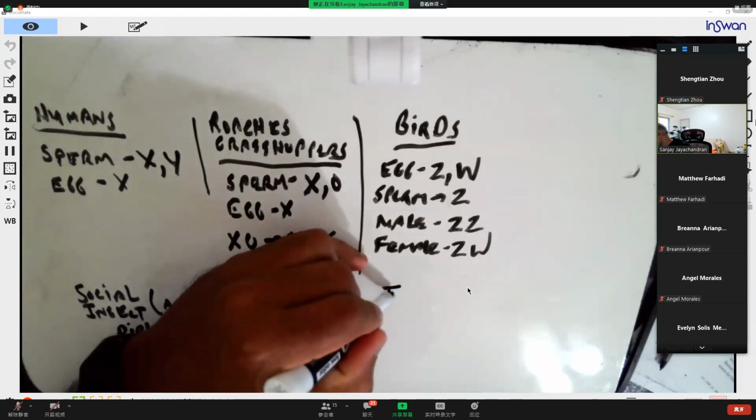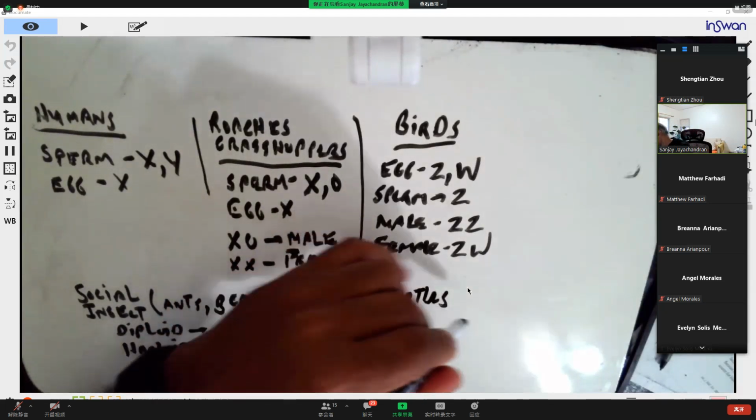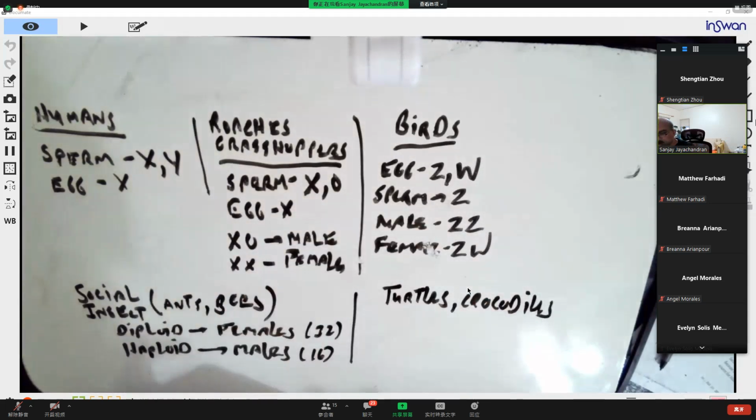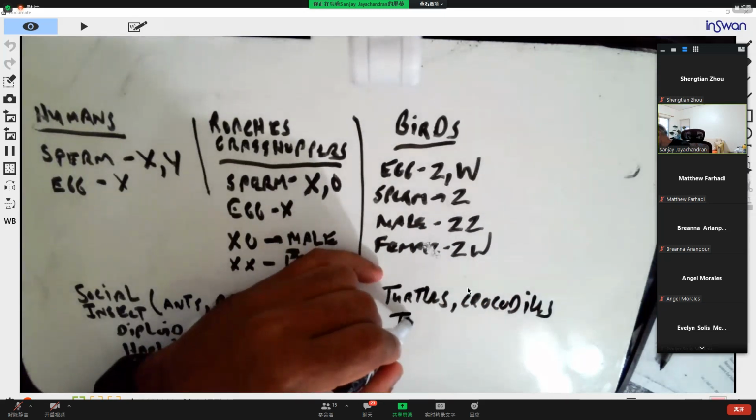Okay, for animals like turtles, crocodiles, alligators, temperature determines sex.